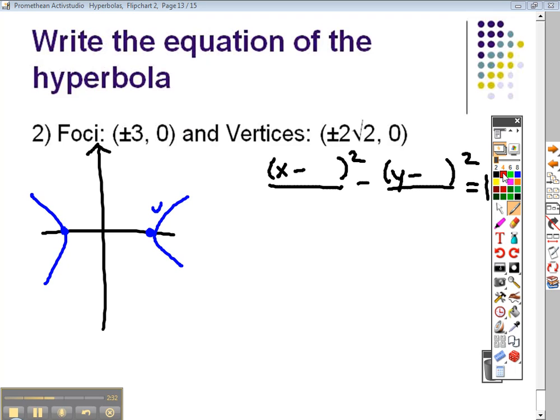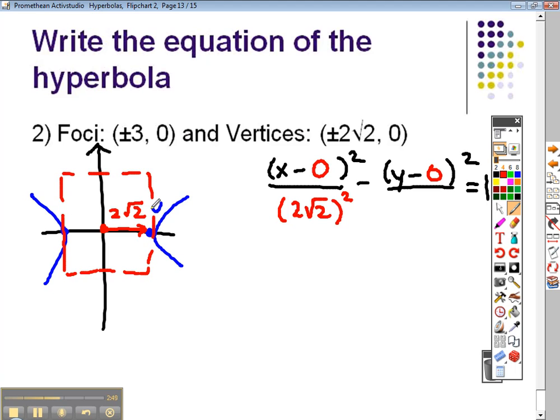Looking at this again, the center looks like it's at (0, 0), so that's going to go there. And I do know the distance underneath the x is 2 rad 2. So I can take that, put it here, and square it. We'll simplify that later. Same situation as before: I don't know what the box really looks like, and I can't just estimate. But I do know that I have the focus at (3, 0). Here's the focus. So I can find the distance from the center to the focus to be c.